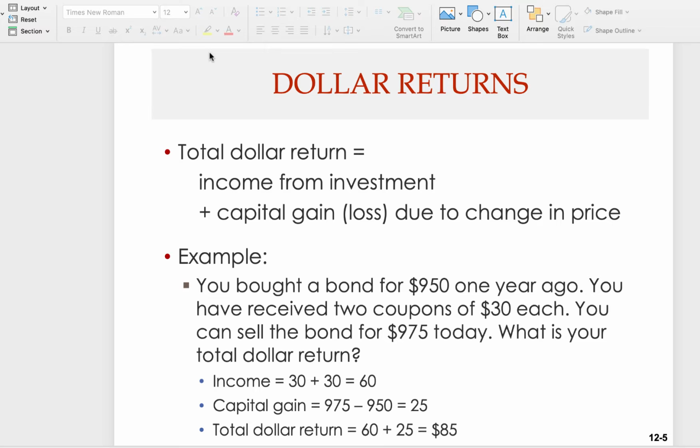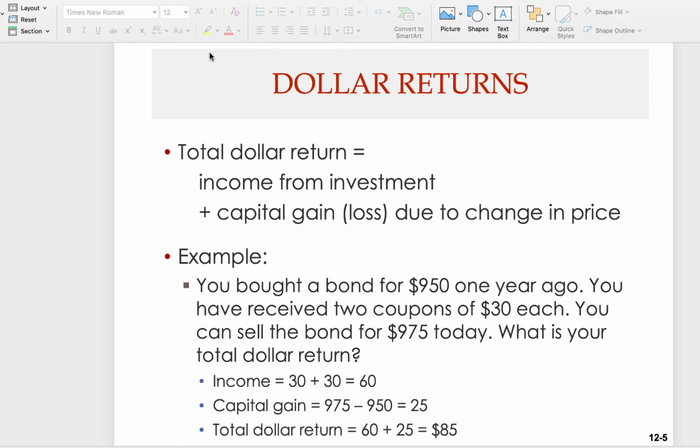Let's say for a moment that you bought a bond for $950 a year ago. You have received 2 coupons of $30 each, so that means we received 2 $30 coupon interest payments. We can sell the bond for $975 today. We need to figure out what your total return is in dollars. Now, notice it says you can sell the bond. It doesn't say you do.